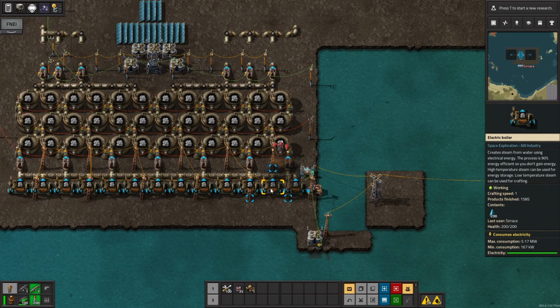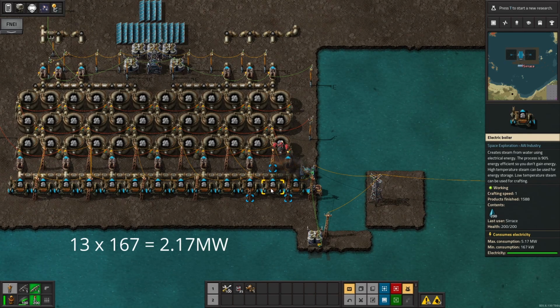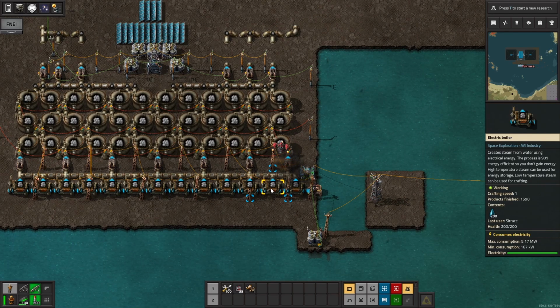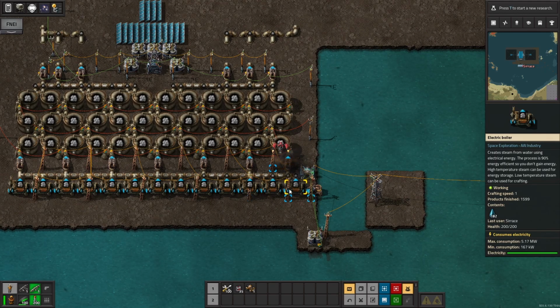As you can see again on the right side, minimum consumption for each one of these is 167 kilowatts. That's about 3 megawatts when they're just standing idle, because these are very inefficient machines. They're kind of like laser turrets where they just drain a lot when not being used. So you'll see later that these turn off when this thing is not actually producing steam.